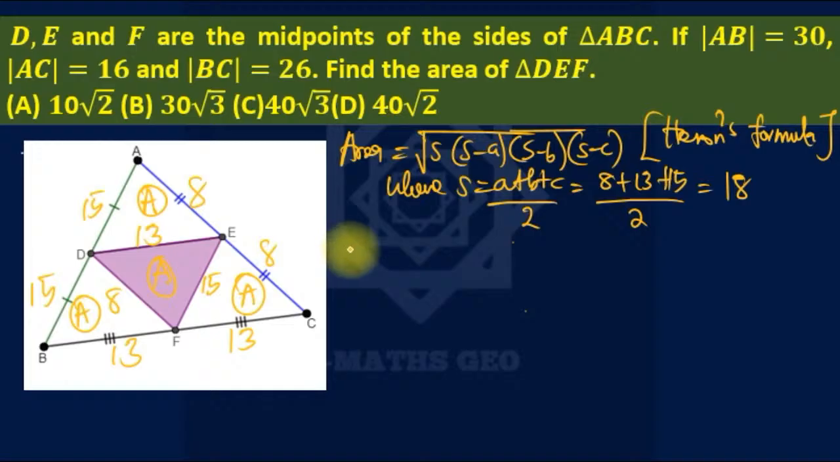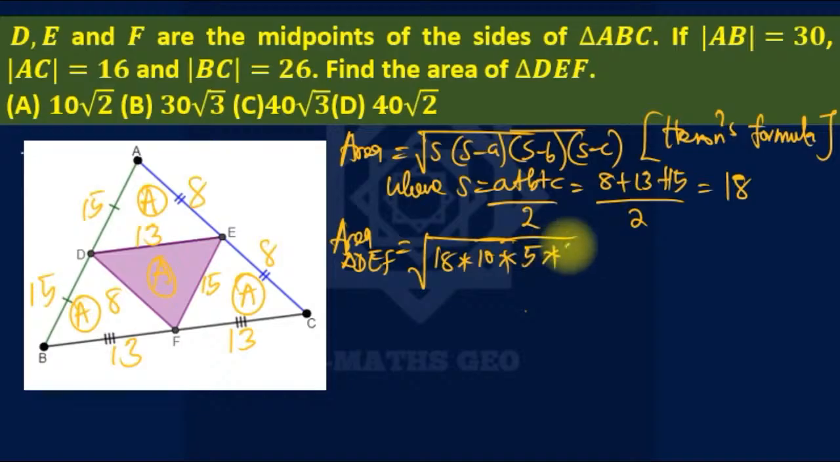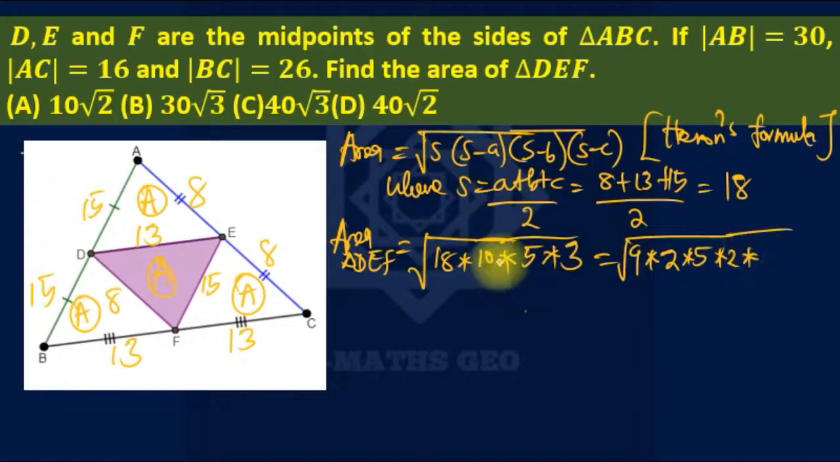Therefore, we can get the area now. Area of triangle DEF is now the square root of x, which is 18, times x minus 8, that's 18 minus 8 is 10, times 18 minus 13 is 5, and 18 minus 15 is 3. So, and we'll have a perfect square here. 18 is 9 times 2. Also 10 is 5 times 2. And this is 5 times 3.